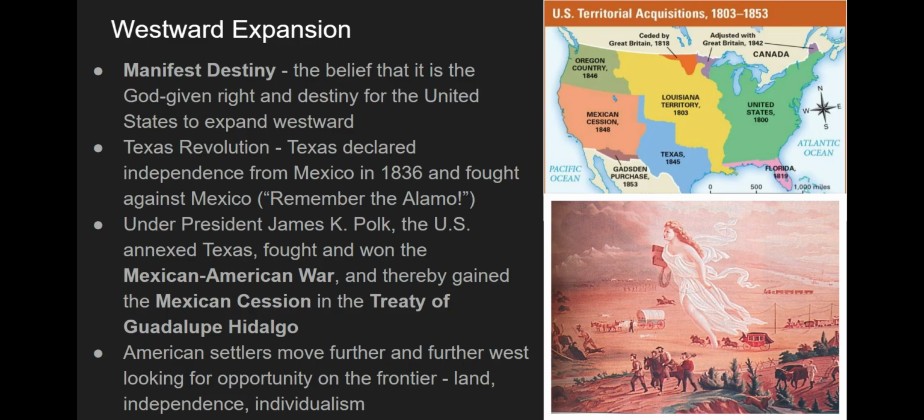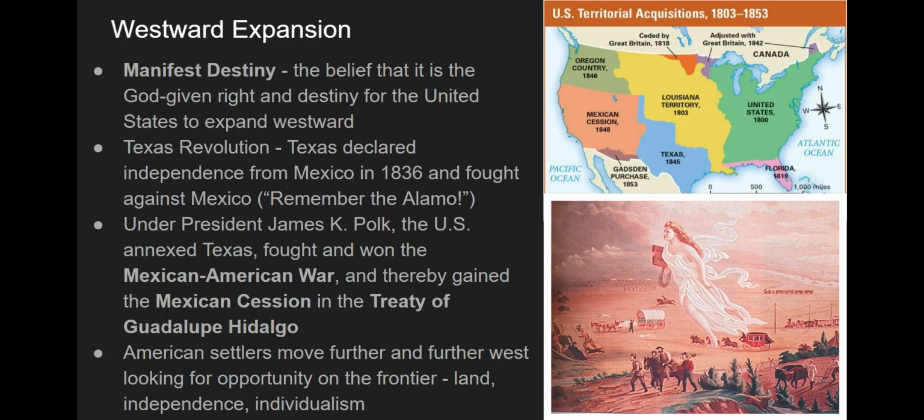And ultimately it did. For example, in Texas, a lot of Americans had moved to this area that was controlled by Mexico. Our government encouraged that. And eventually, Mexico started to oppose that. There were a lot of Americans living in their territory. And eventually, the Texans had their own revolution and claimed independence from Mexico and fought against Mexico. So the phrase, remember the Alamo, is when Mexican troops attacked the Alamo and all the Texans died. But eventually, Texas becomes independent and they decide to be annexed by the United States.